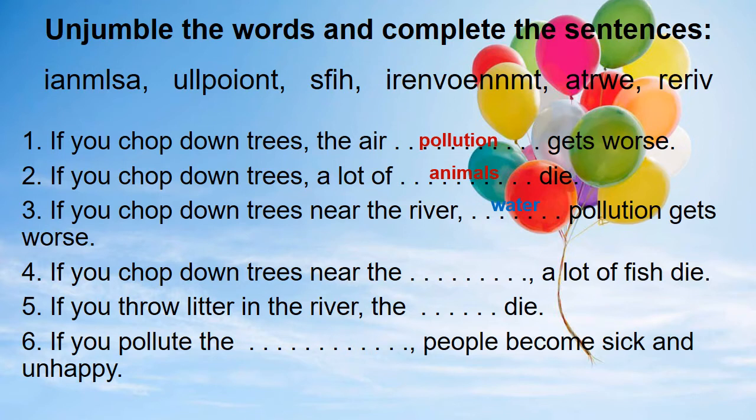4. If you chop down trees near the river, a lot of fish die. 5. If you throw litter in the river, the fish die. 6. If you pollute the environment, people become sick and unhappy.